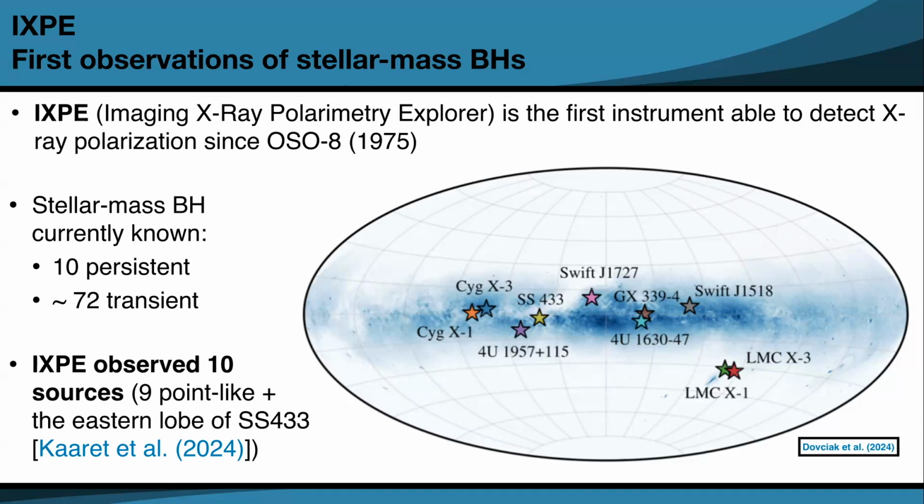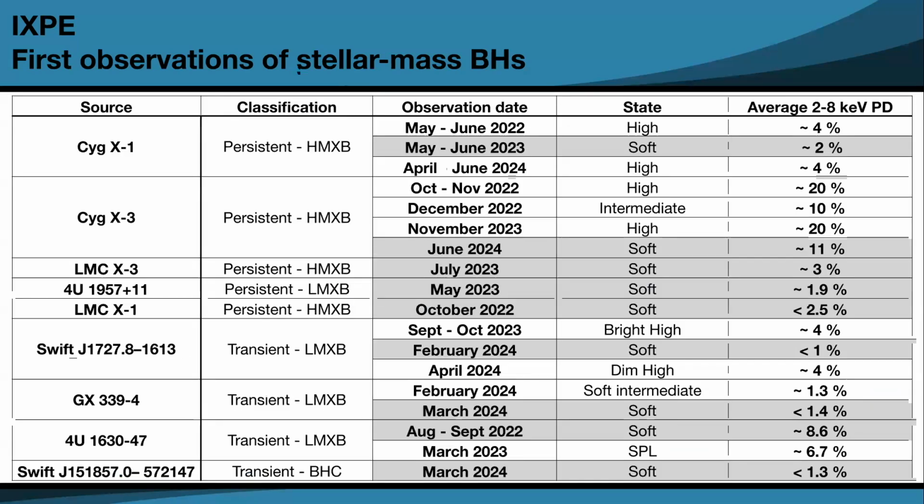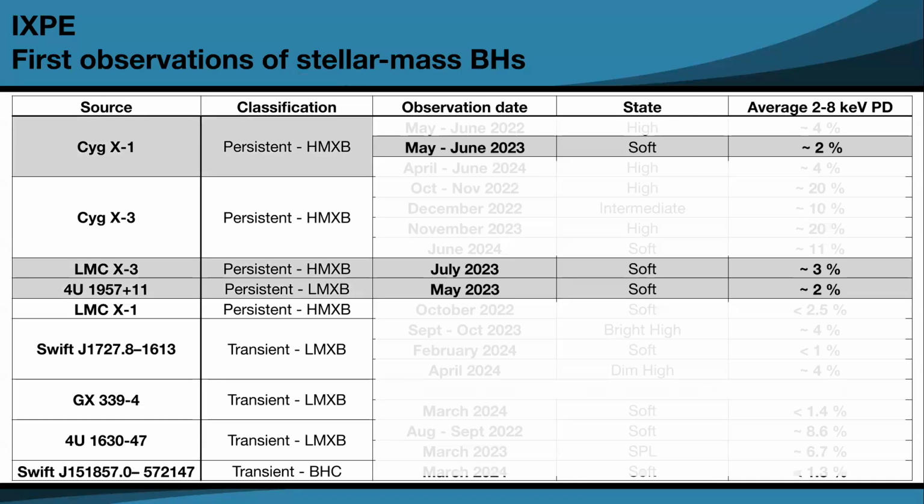So regarding the other nine sources, those are all the observations. Of course, I won't discuss all of them. But as you can see, basically all of them have been observed at least once in soft state. However, the application of the technique I just described, the estimate of the spin of the black hole, has been possible only in 3 of these sources: Cygnus X-1, LMC X-3, and 4U 1957. I would like to quickly describe these observations to you, going in chronological order.